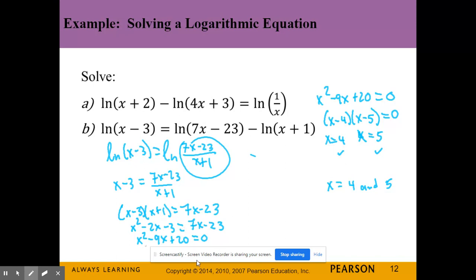Brought everything to the left side. Got x squared minus 9x plus 20. Factored that into x minus 4 and x minus 5. So when I solved, I got x equals 4 and x equals 5. Tested both 4 and 5 in each of the expressions, and they all work. So that means 4 and 5 are both solutions. All right, let's check out the next one.